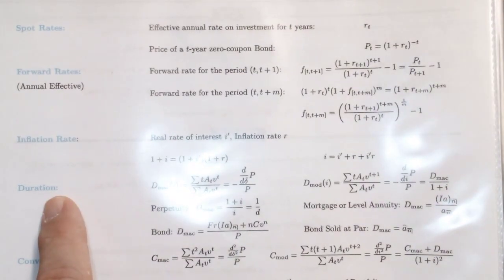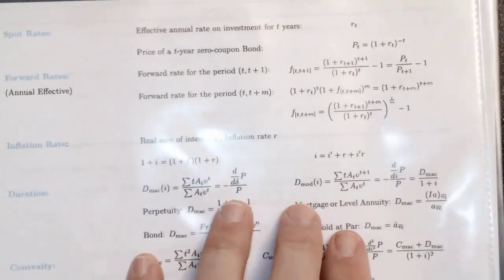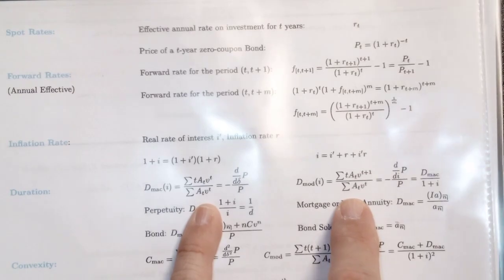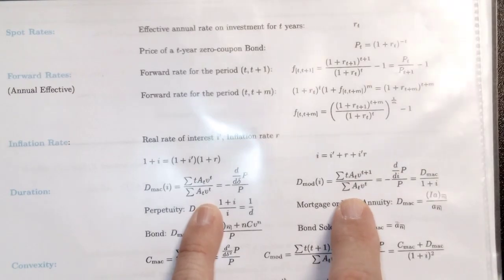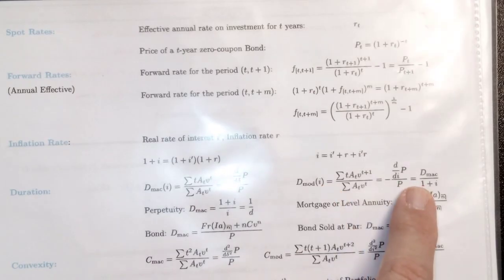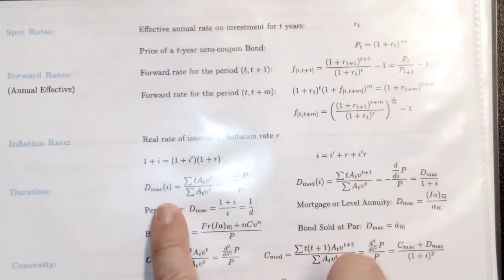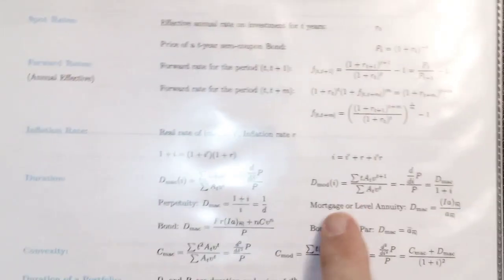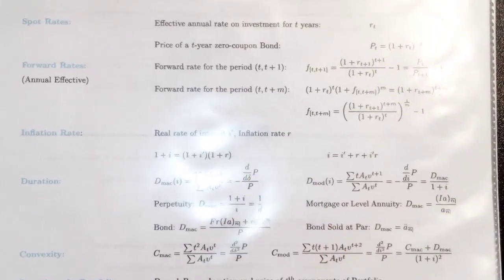Duration. Here are the formulas we've just been using right here. Notice they've written it in terms of V instead of 1 plus I. Big deal. I told you I didn't like using V, but these are the formulas exactly the way we want them. Modified is 1 over I times the Macaulay duration back here. There's our version of it as a logarithmic derivative. We'll talk about this one in a little bit.